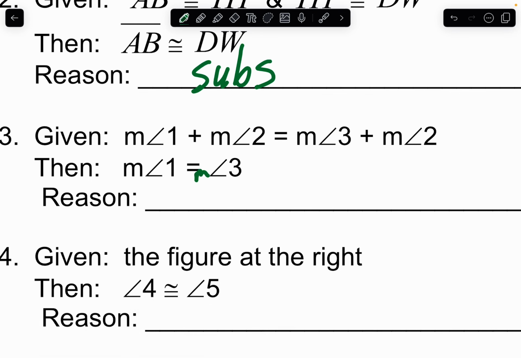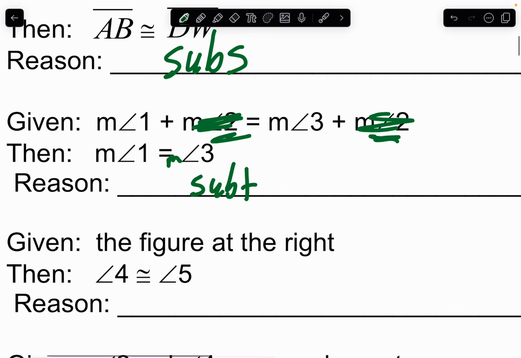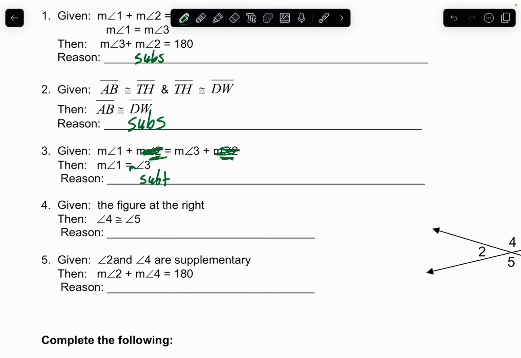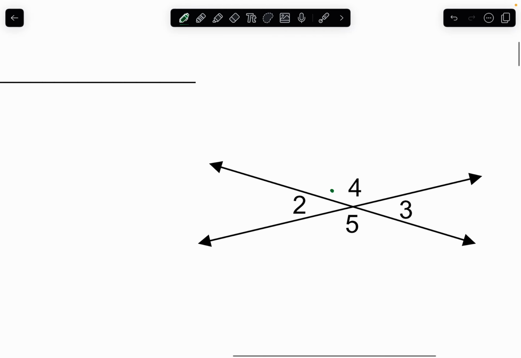There should be a little m here, where little m means measurement, so we're adding measurements together. You got to figure out what happened. The angle 2 went away. Well, how do you just get rid of plus angle 2? Well, you would subtract it. So angle 2 went away with subtraction. Don't call that substitution. Substitution means you remove it and replace it. We didn't replace it.